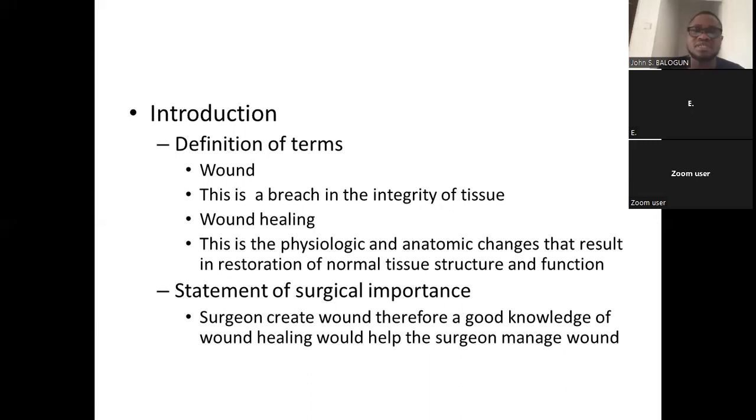Now, wound and wound healing cannot be separated. They cannot be dealt with in isolation, because once a wound occurs, the body tries to restore the damaged tissue, at least to the best of its ability, to the original state. So the process by which the body tries to restore damaged tissue to its original form is described as wound healing. For the purpose of definition, wound healing is the physiologic and anatomic changes that result in the restoration of normal tissue structure and function. What this simply means is that once there's injury, the body puts all the mechanisms in place to return the damaged tissue to its original state. And that process is what is defined as wound healing.